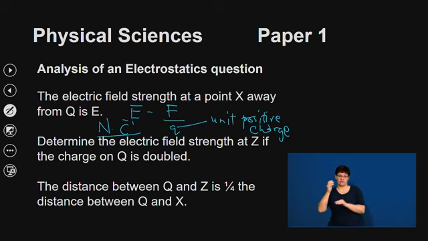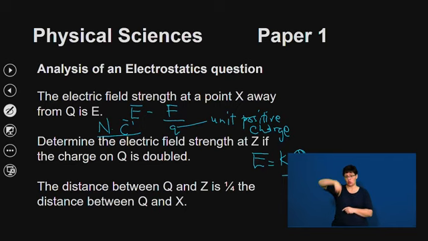Okay? So we also need to be able to determine the electric field strength at Z if the charge Q is doubled. Now, if Q is the charge that creates the field, E is equal to K Q over R squared. You'd realize that we talk about the square of the distance between the point and the surface of the charge that creates the field. So you square the distance, so E is inversely proportional to the square of the distance, while E still remains directly proportional to the charge.